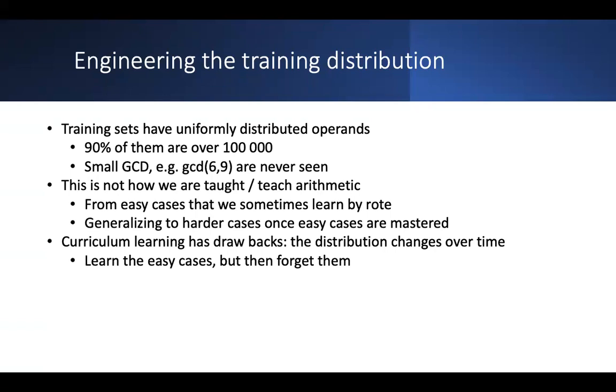We like people to learn easy cases first, and then generalize. There was a method for that, which is called curriculum learning. But curriculum learning has drawbacks. You start with the easy examples and you increase the difficulty. But the problem is that the model tends to forget what it learned as it learns the next examples. So it sort of doesn't work.